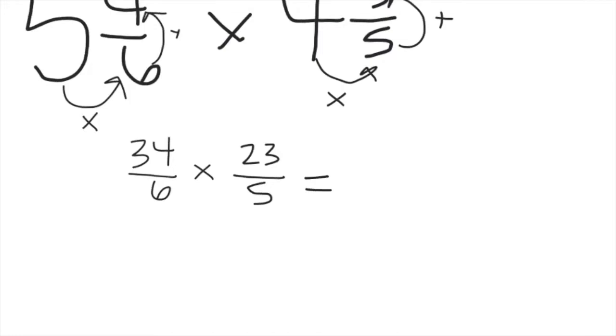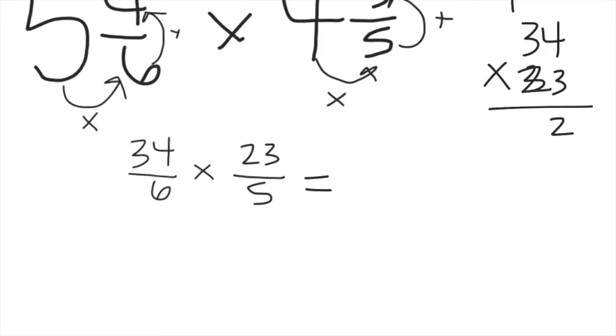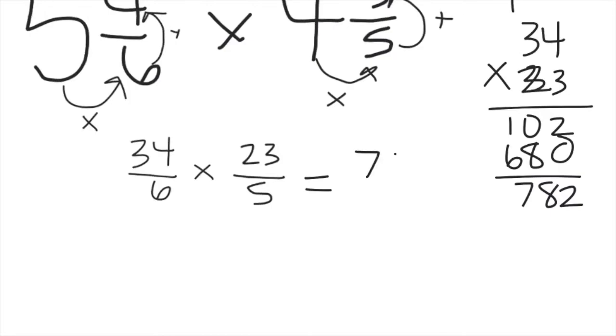So I would have to do 34 times 23, which I'm going to solve on the side because I can't do that in my head. Whoops. 3 times 4 is 12, carry the 1. 3 times 3 is 9, plus 1 is 10. Add a 0 because we're moving on to the tens place. 2 times 4 is 8. And 2 times 3 is 6. So I get 782. 782 over 6 times 5 is 30.